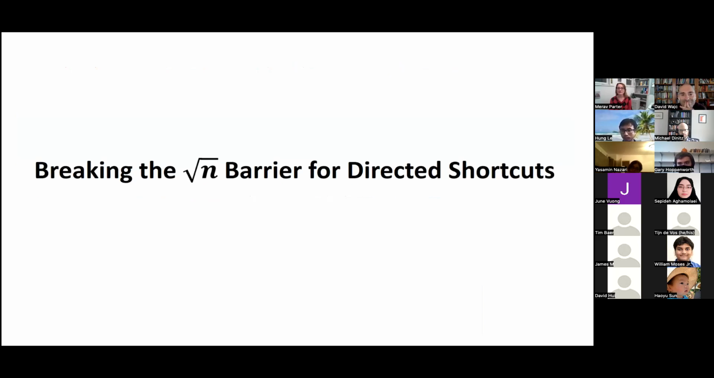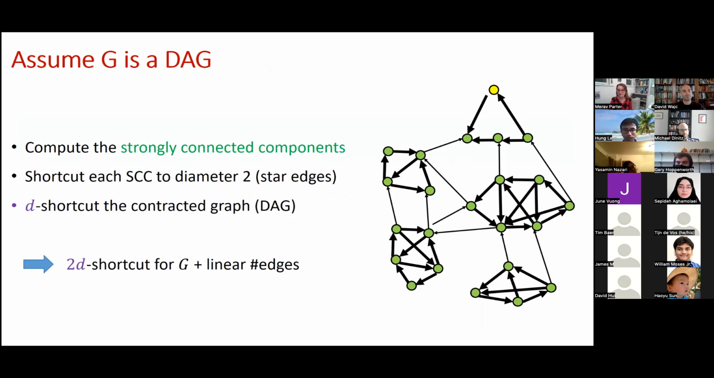Okay, so in the first part of the talk, I'll just present how to break the square root n barrier. We just focus on the linear size shortcut providing diameter of n to the 1/3. And in the second half of the talk, I talk about hopsets, where we wish to reduce the shortest path diameter of the graph and not only the diameter of the graph. So now we turn to the algorithm.